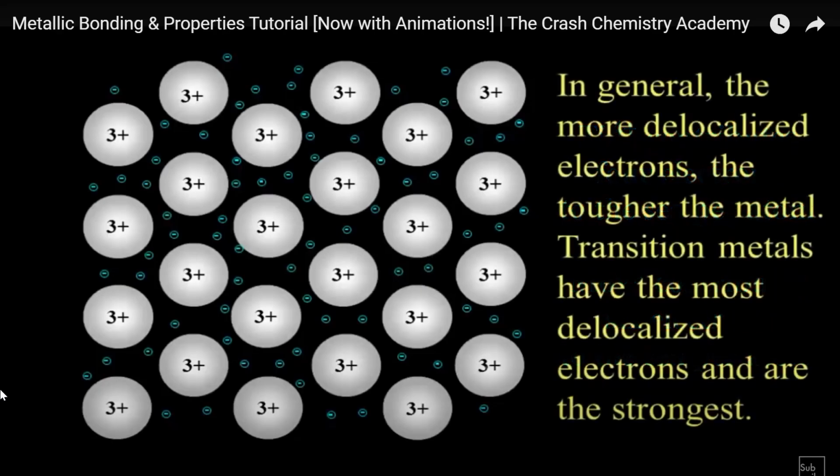Ooh, titanium, 4+, 4 electrons, very tough. That's why you'll see things made of titanium and they're just very, very hard, okay? And same thing with molybdenum, very, very hard.